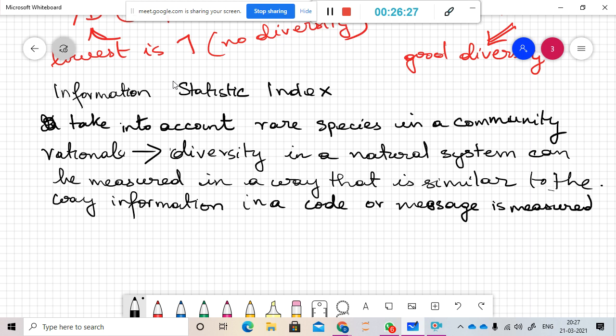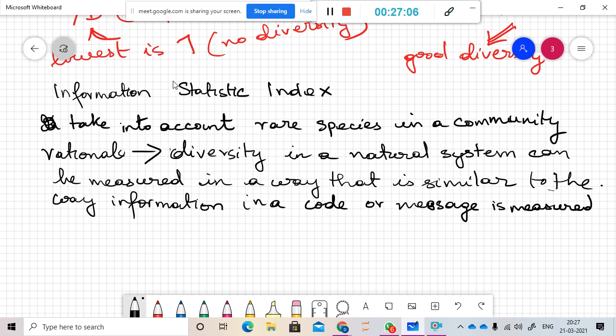Similarly, this is how it is done. In a natural community, it is measured by asking what is the probability that the next species which you will get is a rat, or what is the probability that the next species which you get is a cat. So this is how a particular species is measured like a code. So that code is 0.3 for a rat, or say 0.5 is the code for a cat. The moment you see 0.5, you can say, oh, it's a cat.